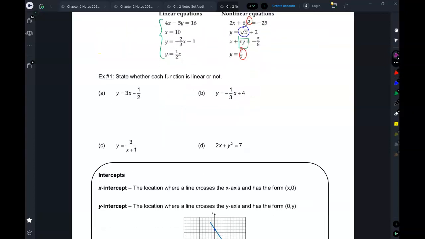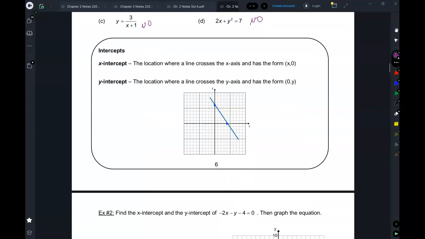Okay, so let's take a look here. Is A linear? Yes. What about B? Yes. What about C? No. What about D? No. Okay?